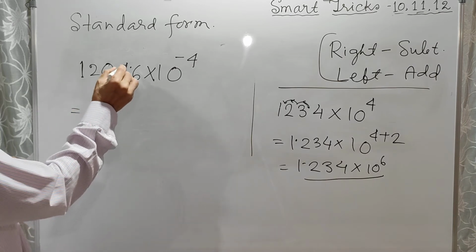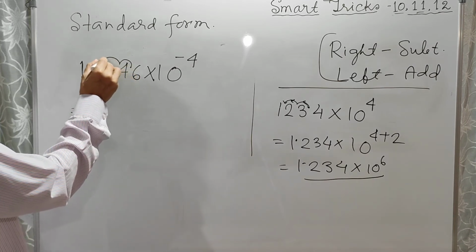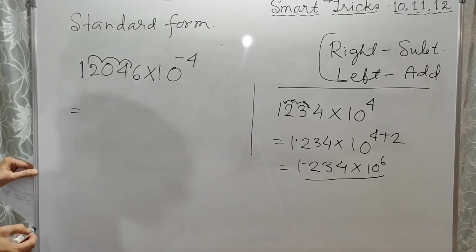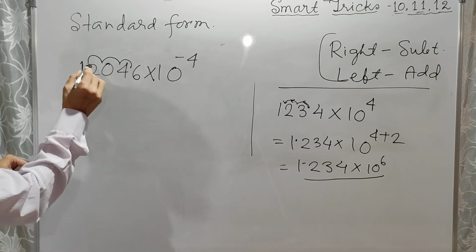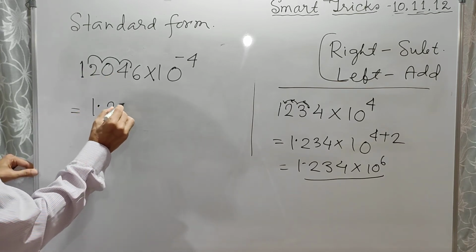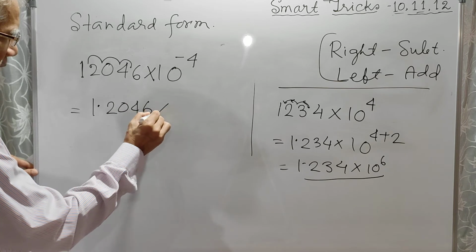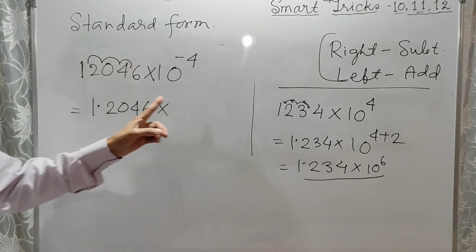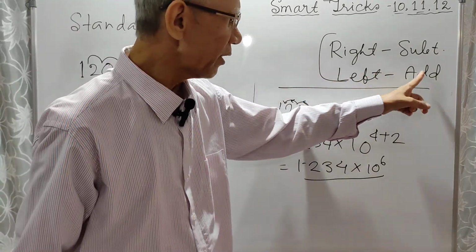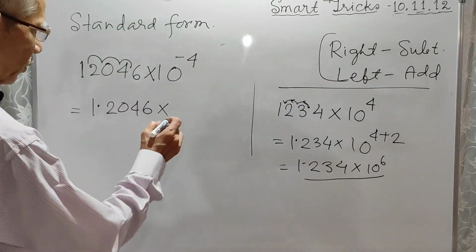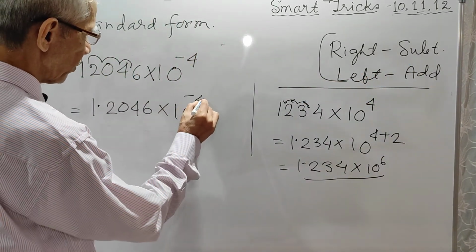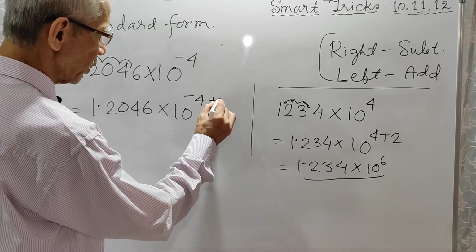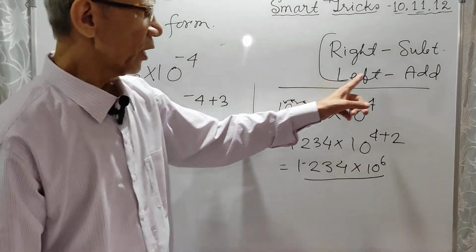So what we have to do, this decimal we must shift 1, 2, 3 digits to the left. 3 digits to the left. Then the decimal will come here. It will become 1.2046. All right. So we have brought 3 digits to the left. Therefore, we must add 3 to the index. So 10 to the power minus 4. Minus 4 is the index. We must add 3. So to the left, add.